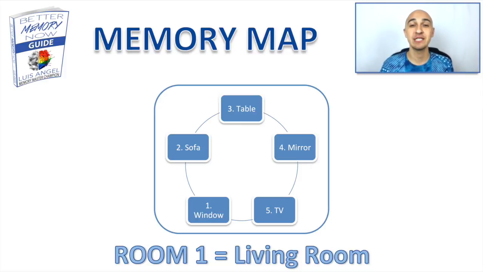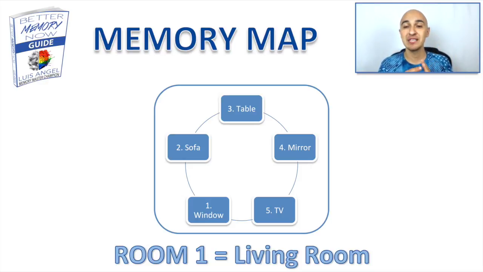So, quick example for myself. The very first spot, as soon as I walk into my living room, is a window. Second spot is a sofa. Third is a table. Fourth is this big mirror that we have. And then 5 is a TV. So those are my first 5 spots.